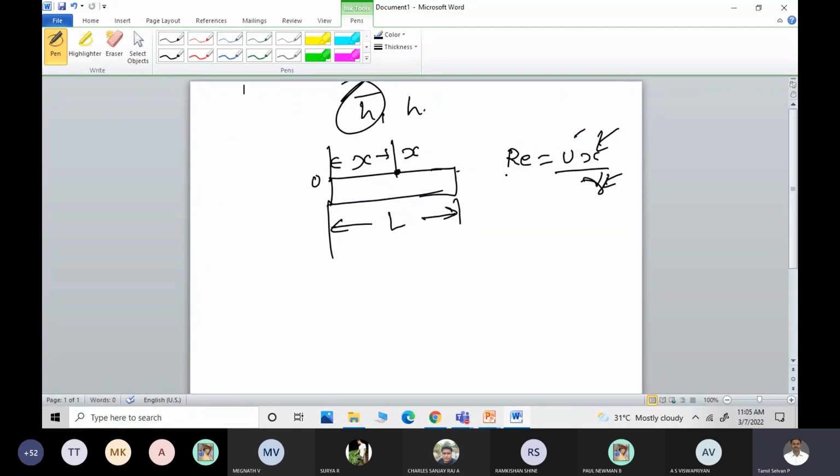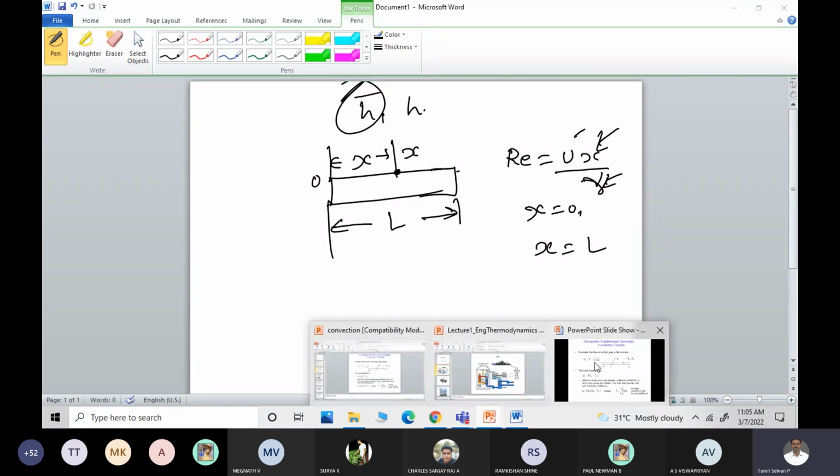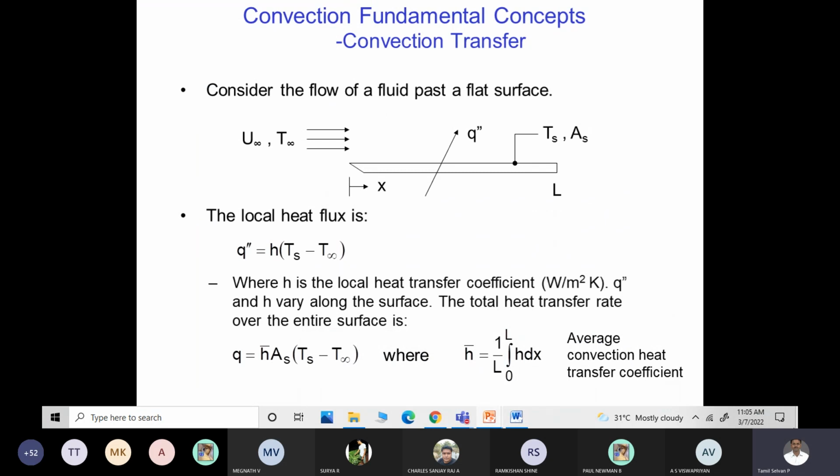So the Reynolds number will not be constant from x equal to 0 to x equal to L. Generally, in heat transfer calculations, we will be considering h bar, which is the average heat transfer coefficient. We will not be considering the local heat transfer coefficient. h bar is equal to 1 by L times the integral from 0 to L of h dx. Okay, why is it so?